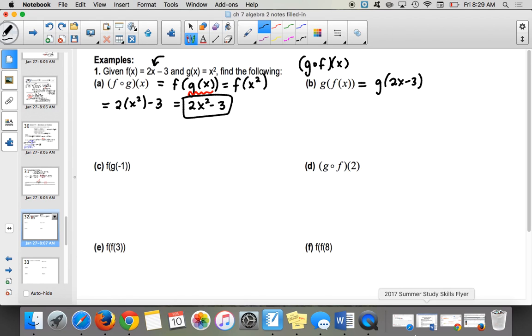Just like if I had g of 10, I would go into the g function and replace my x with the 10. What would my result be? 100. So we're going to go into the g function and replace our x with the entire inside part, the entire 2x minus 3. So we're going to have 2x minus 3 squared, exactly, Eric.